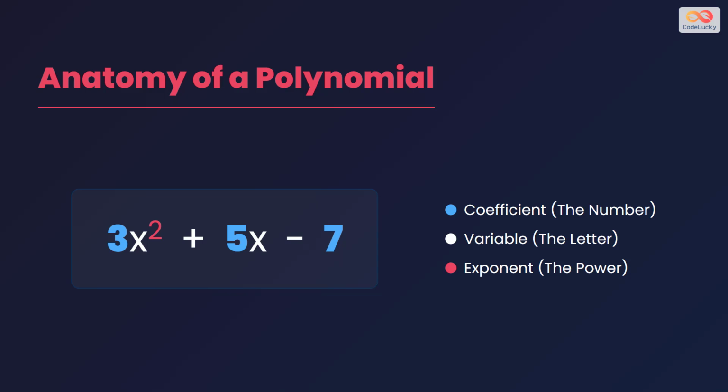First, let's break down the parts of a polynomial. It is made up of terms separated by plus or minus signs. Each term has a coefficient, which is the number, a variable, usually x, and an exponent, which is the power.